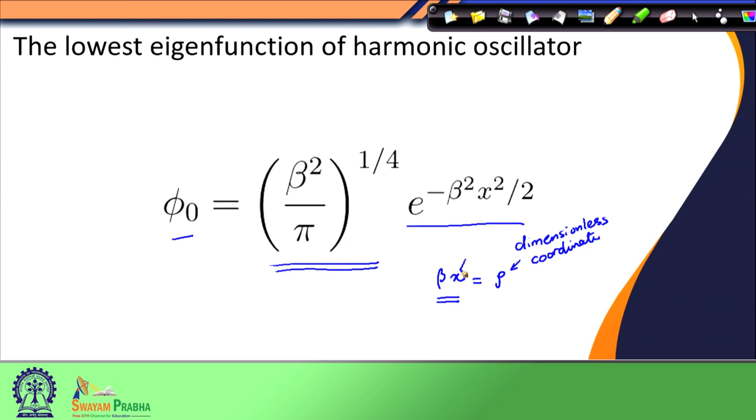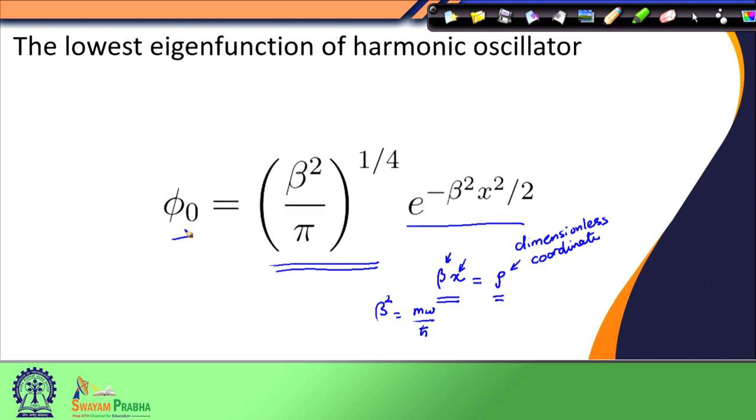As opposed to this x, which is a coordinate with a particular dimension. And how are we going from the dimension coordinate to dimensionless coordinate? By multiplying x with this beta, whose, just to remind you, beta squared is m omega divided by h bar. So, by multiplying this factor with the dimensional coordinate x, we get this dimensionless coordinate.